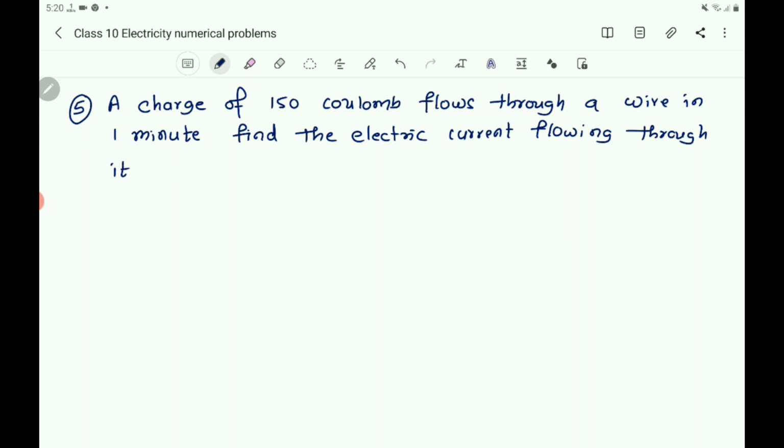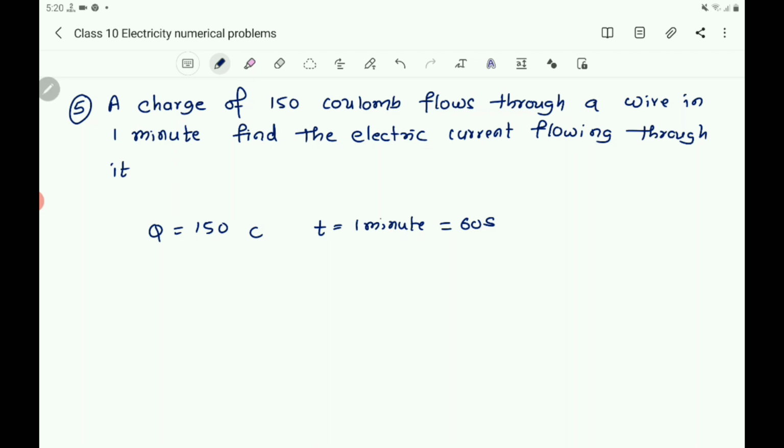Here you write, charge of 150 Coulomb is there, that is Q equals 150 C, and time equals 1 minute, that equals 60 seconds. Here what we have to find out? We have to find out the electric current flowing through it.